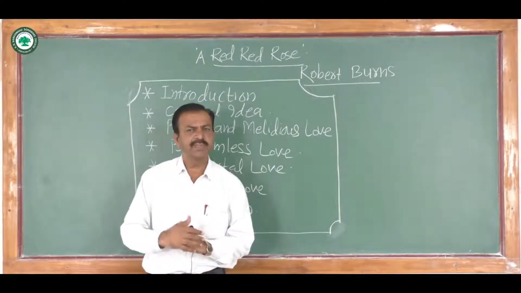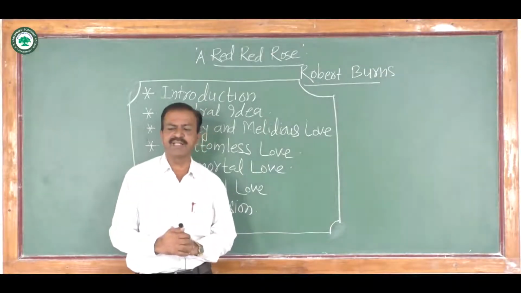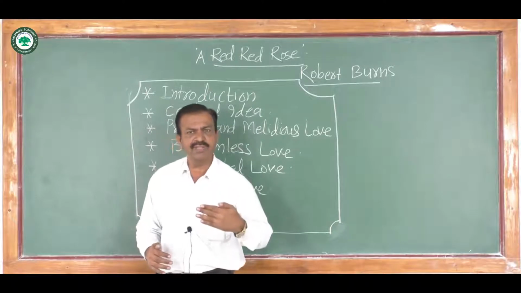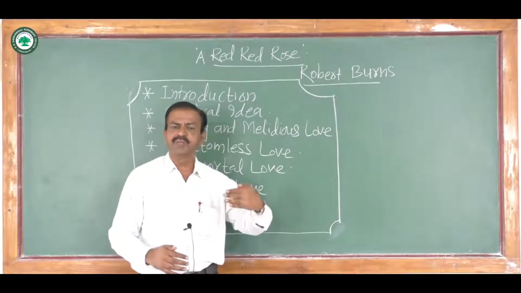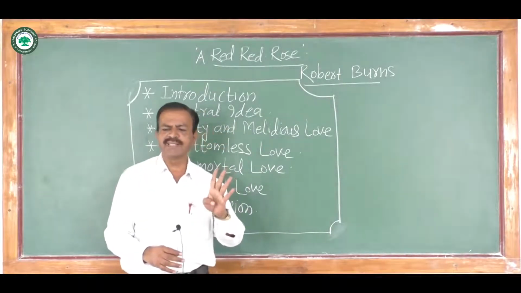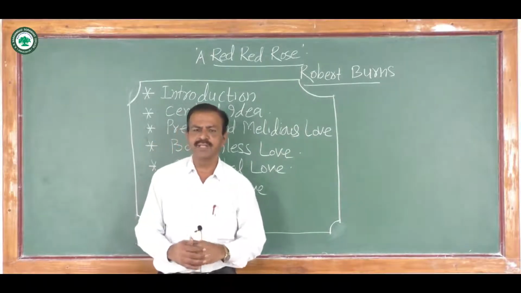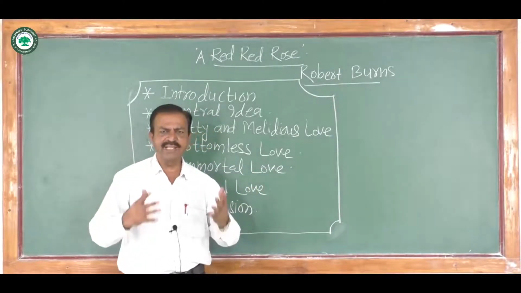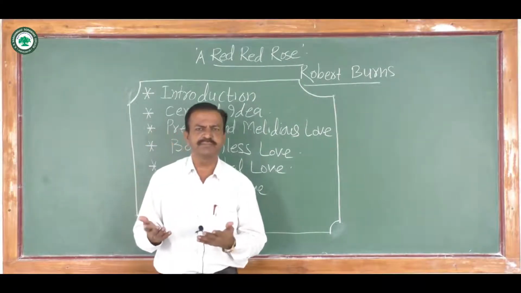How does the poet express his love in the first stanza? He compares his love with a beautiful flower, a fresh flower, and with a melody. There are 4 lines in this first stanza. The 4 lines run like this. He says, Oh, my love is like a red, red rose that's newly sprung in June.